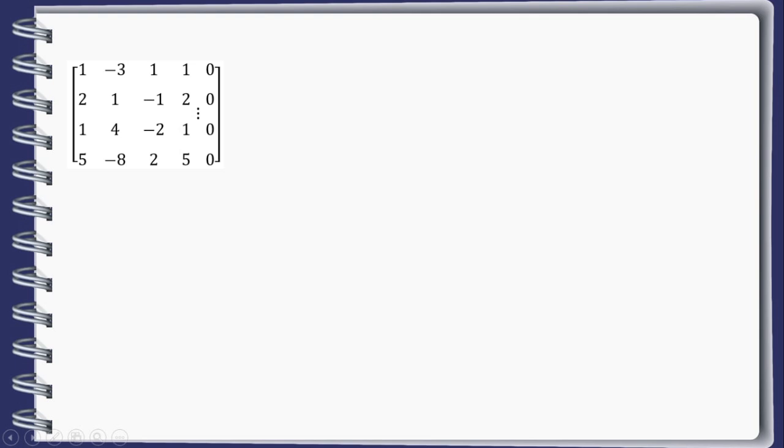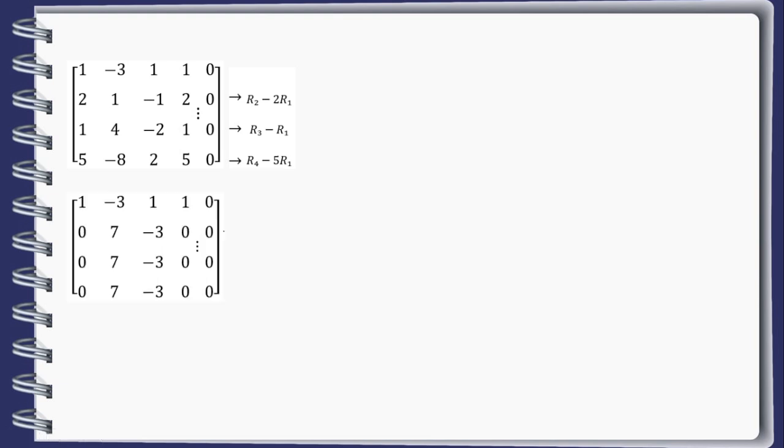What we're going to do next is to set all values under the pivot equal to 0. In doing so, we perform this operation where the new R2 would be R2 minus 2R1, the new R3 would be R3 minus R1, and the new R4 would be R4 minus 5R1. So this is how it would look like. Working on our next pivot entry, we want this 7 to become 1. So our new row 2 would be R2 divided by 7. So this is how it would look like.